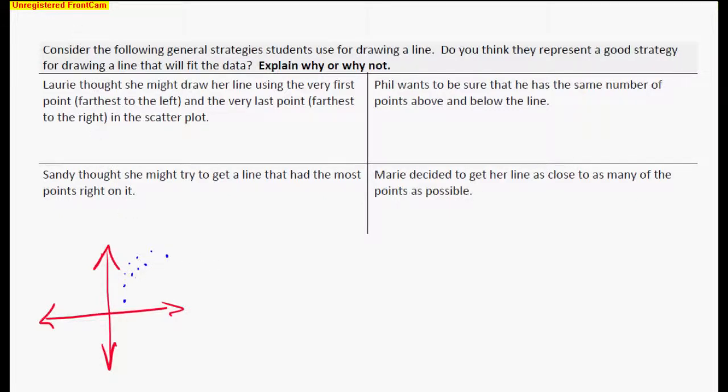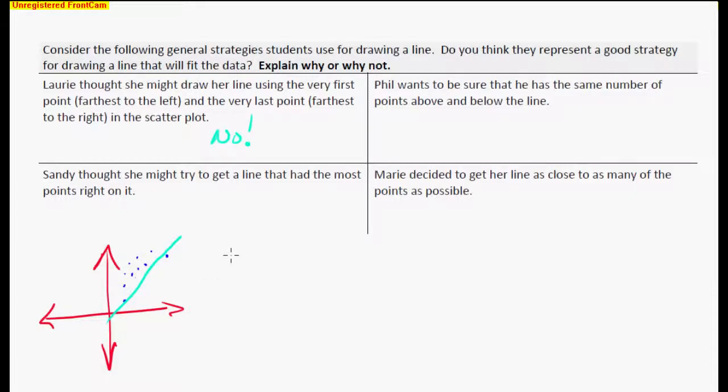Okay, and Lori's going to draw a line that looks like she's going to take the farthest one to the left, which would be that one, and the farthest one to the right, and she's going to connect them. Would that be a good best fit line? No, because look, all these points are on one side, and there are no points on that side. So I'm going to say no to that one.